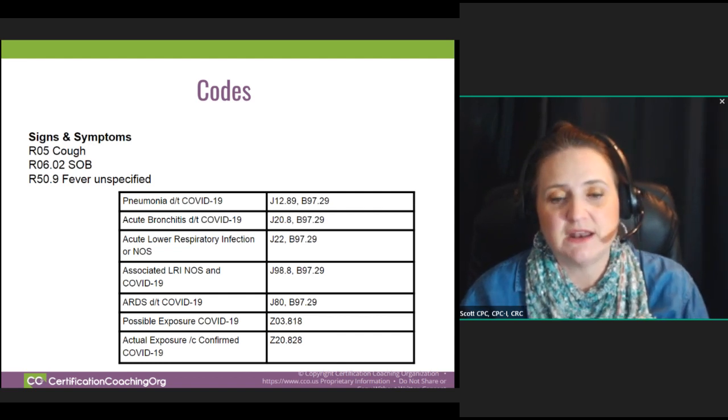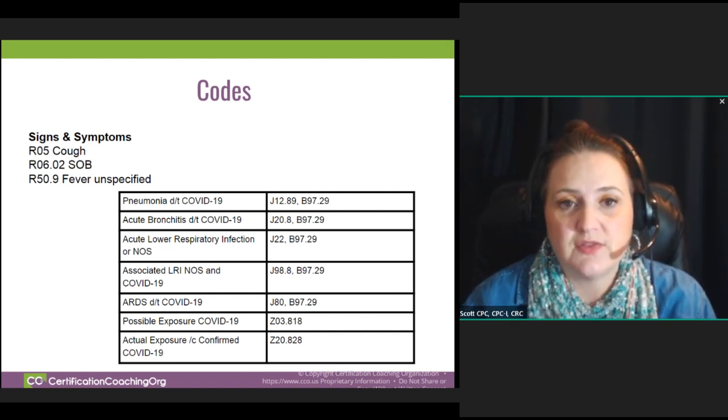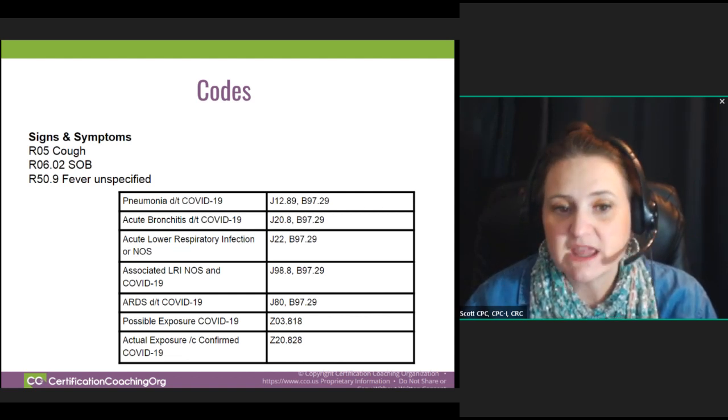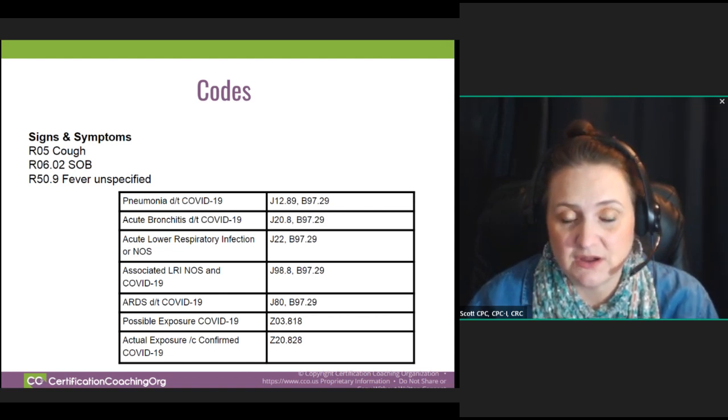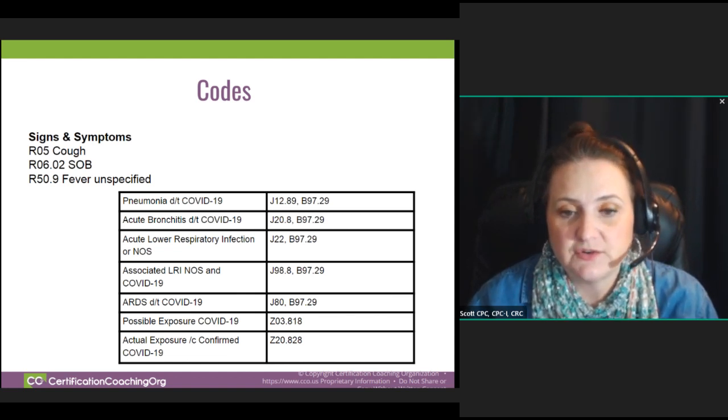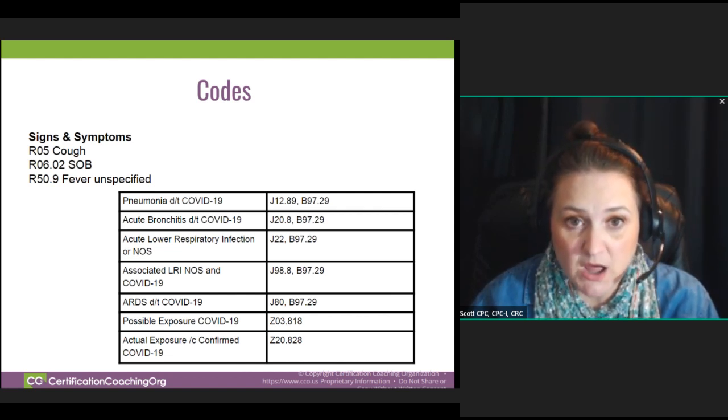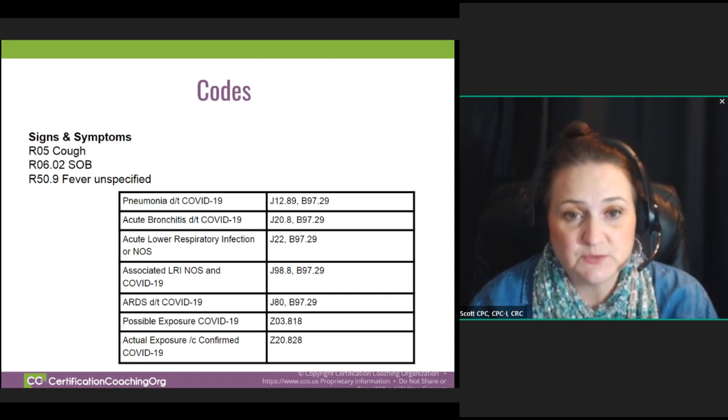So this is a table that I used for that public webinar last Thursday. And we're going to talk about it a little more in depth. We're going to break it down. Do know that the reason we're using the B97.29 code is because that is the code for COVID right now until April 1st. And it's a code that states other viral. And after April 1st, that will be replaced with U07.1. So don't get confused if in the next few weeks, it's April, and we're not going to be using B97.29.